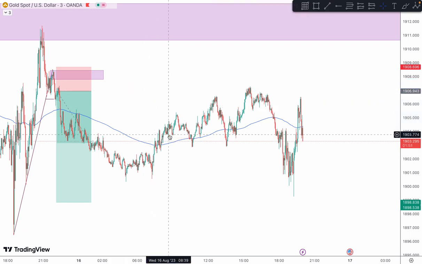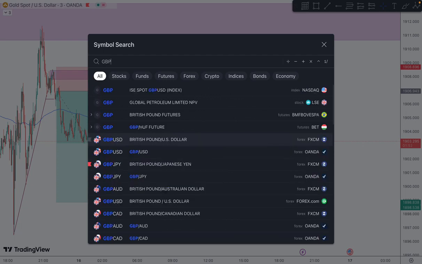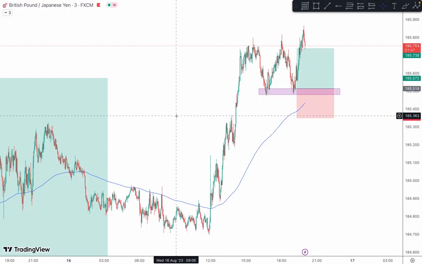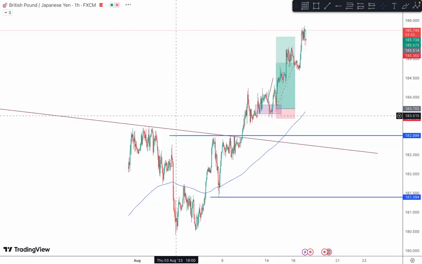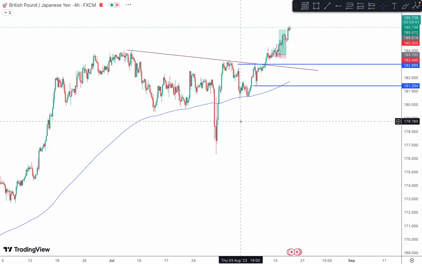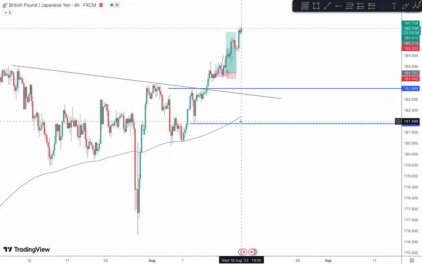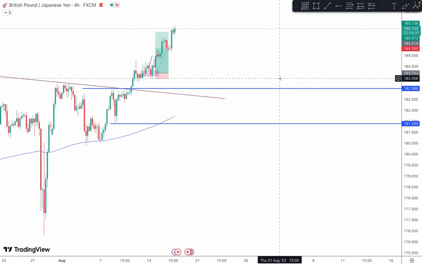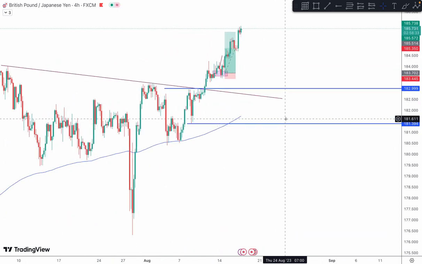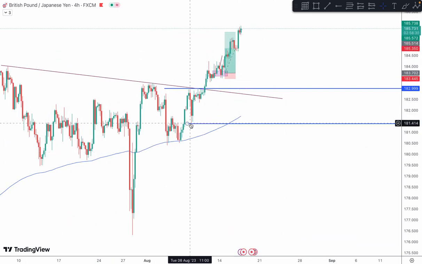Okay, now let me show you some real trades I took on pound yen. Look, the bias is very simple. I believe I also made a free YouTube video on this where I show the bias. Look, it's very simple. Market broke the trend line. I know the trend is bullish, so I'll only look for buy options. I will only take bullish trades, nothing else.